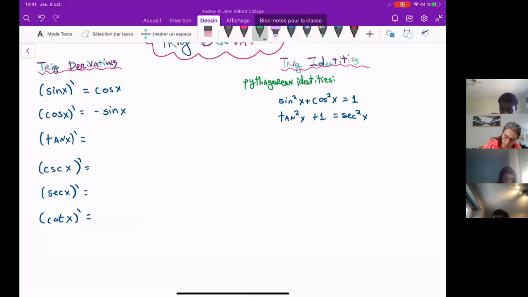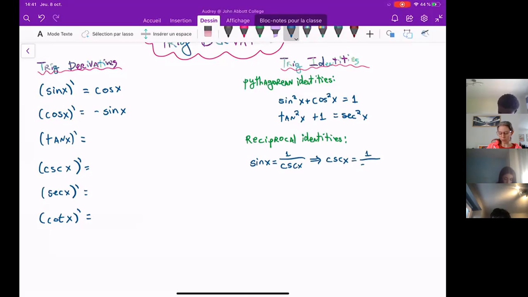Then we have the reciprocal identities, and these are going to be the most important. And the reciprocal identities tell me that sine of x is equal to 1 over cosecant x, or in other words, that cosecant x is equal to 1 over sine x.